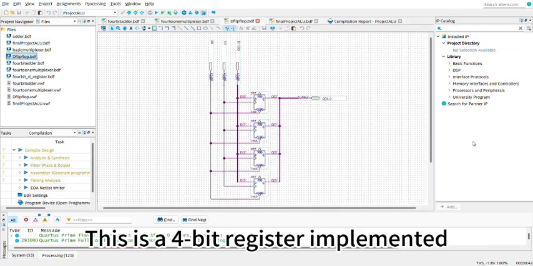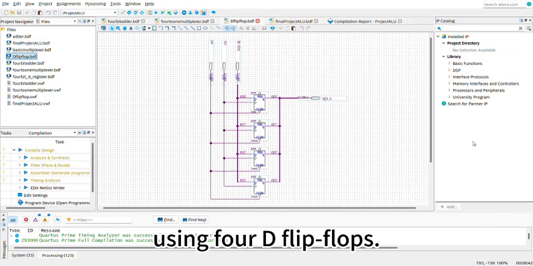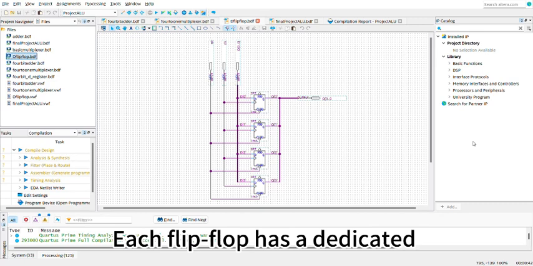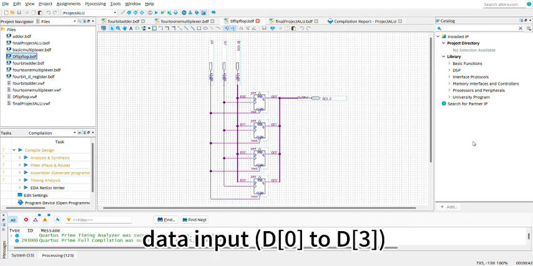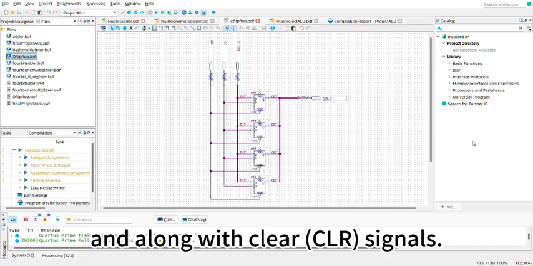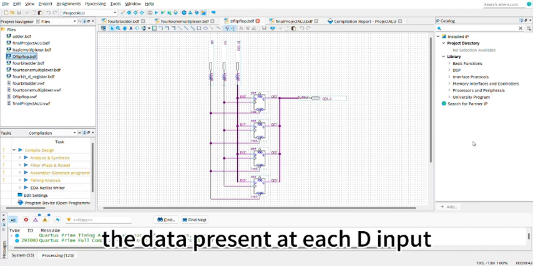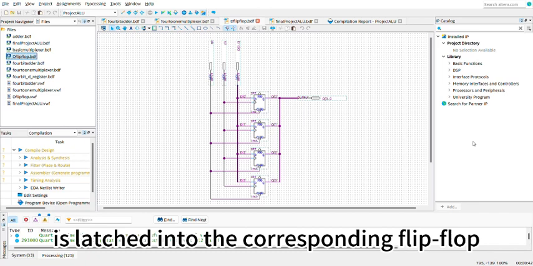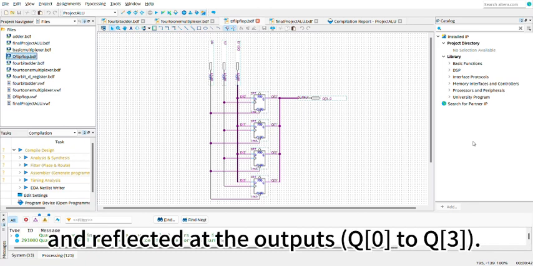This is a 4-bit register implemented using 4 D flip-flops. Each flip-flop has a dedicated data input D0 to D3 and shares a common clock along with a clear signal. On the rising edge of the clock, the data present at each D input is latched into the corresponding flip-flop and reflected at the output Q0 to Q3.